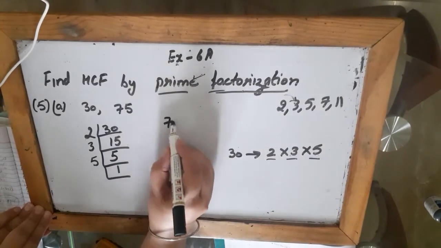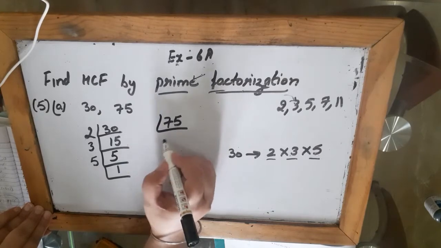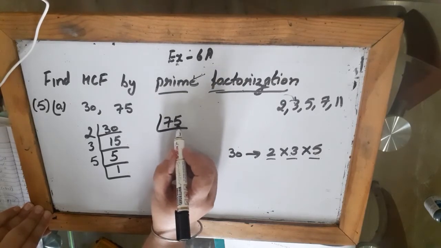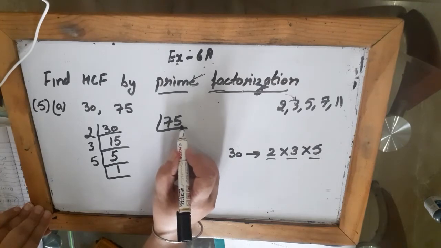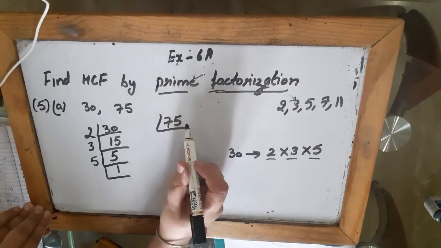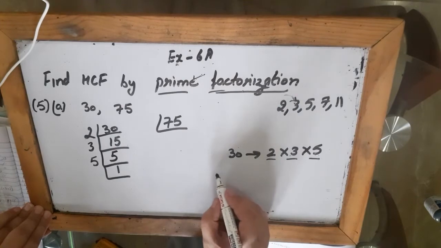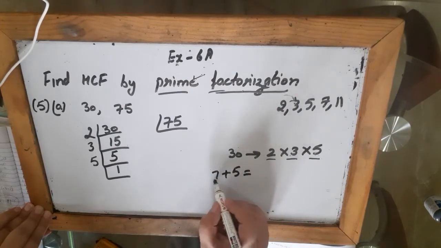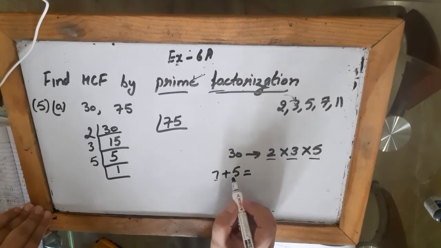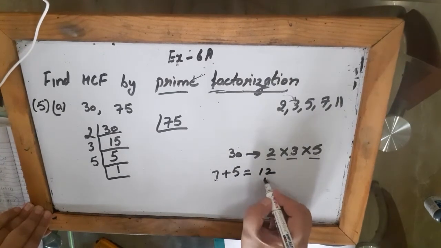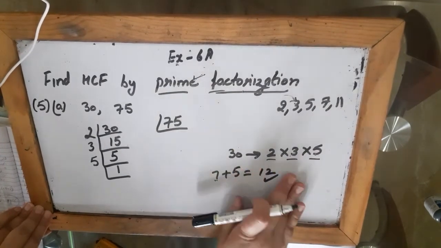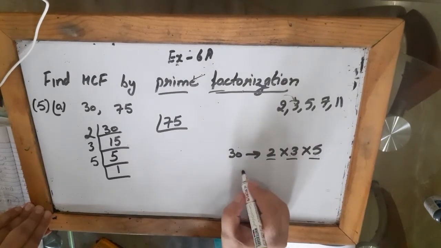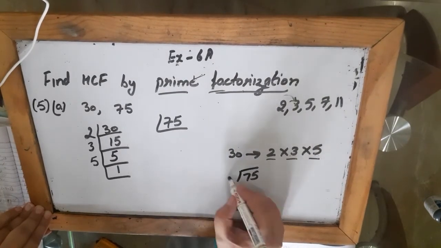Now let us find out the prime factors of 75. 75 I know is not divisible by 2 because this is an odd number. Now I will see with 3. Is this 75 divisible by 3? So how to check? You add the digits. It's 12. 12 is divisible by 3. It means 75 is divisible by 3. So you can divide this with 3.